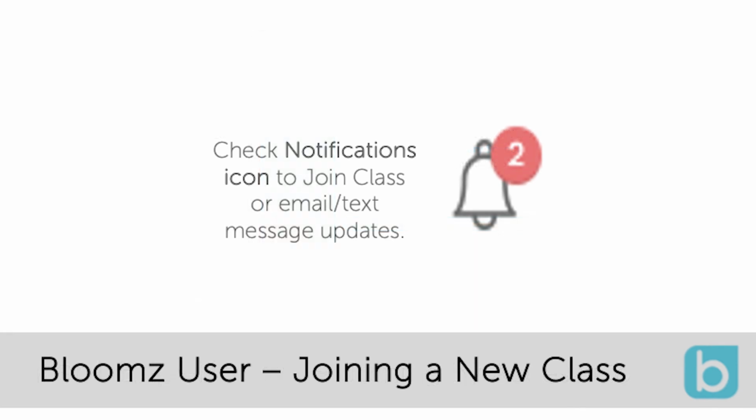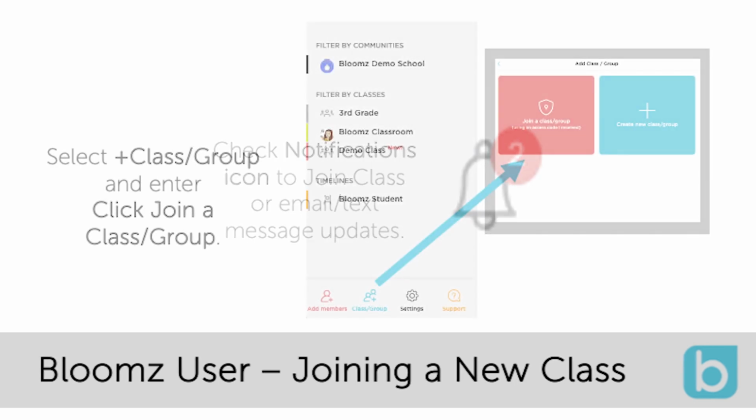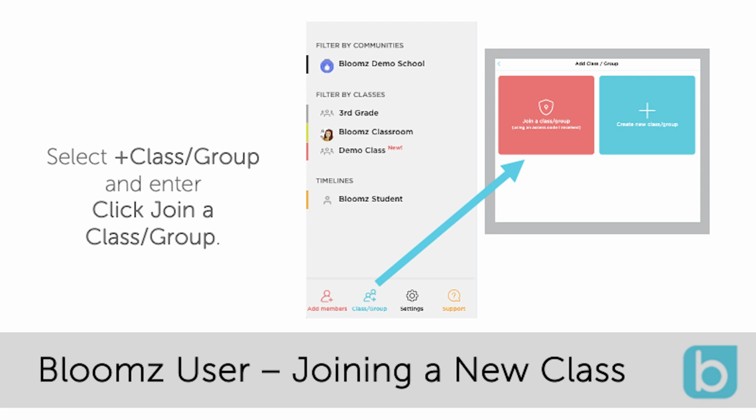If you have a parent who already has a Bloomz account and you have invited them by email or phone to that same account, all they will need to do is click their notifications and accept the invites. If you are sharing an access code with this parent, they will go into their app and they can click plus class or group and join the class there.